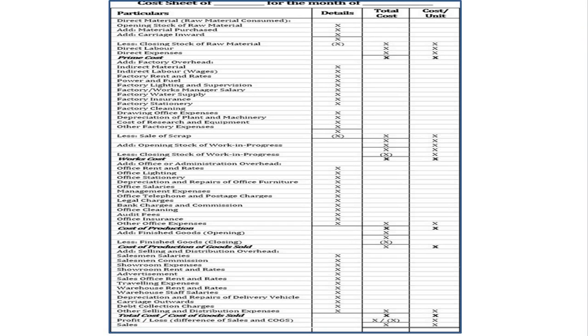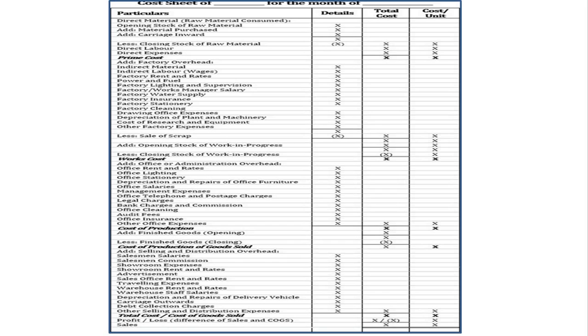So when you do this transaction, the total amount you're getting will be the works cost of that company. Remember, when there is opening stock and closing stock of raw material given, the adjustment is always done in the prime cost. When there is opening stock and closing stock of work in progress given in the question, the adjustment is always done after you calculate the factory overheads.